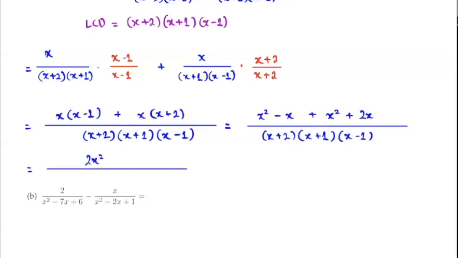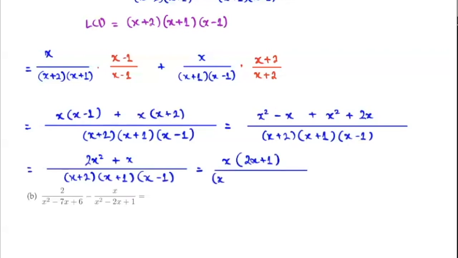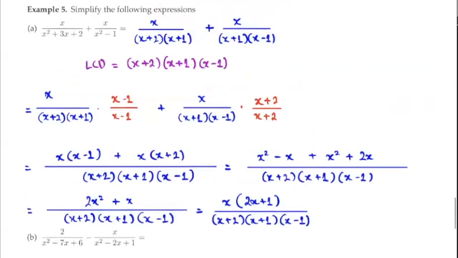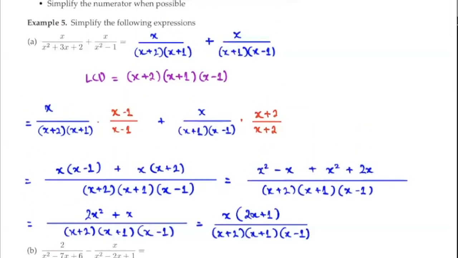Minus x plus x, you get plus x. And the denominator is the same. So x is the common factor now. So you do x times (2x plus 1) altogether divided by (x plus 2) times (x plus 1) times (x minus 1). Got to put down conditions for the rational expressions.